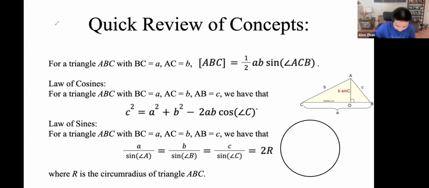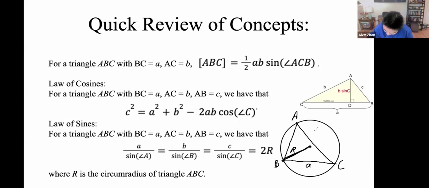When you have a circle like this, and you have a triangle ABC within the circle, the length R is defined to be the radius of the circle. For instance, this length is R. The side lengths of the triangle are labeled a, b, and c. Basically, the formula states that a over the sine of the opposite angle is equal to 2R. As for why this is true, the proof is actually quite simple.